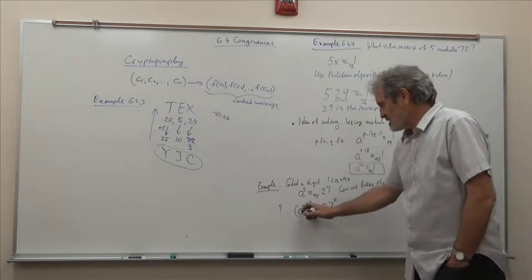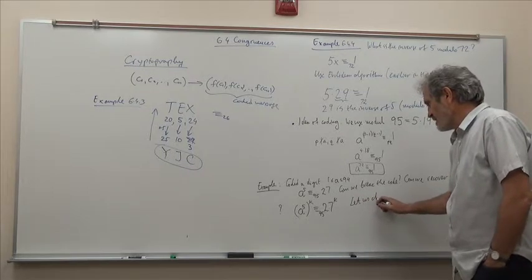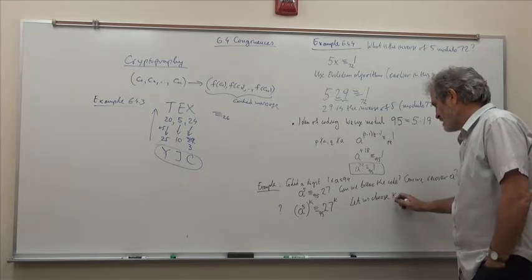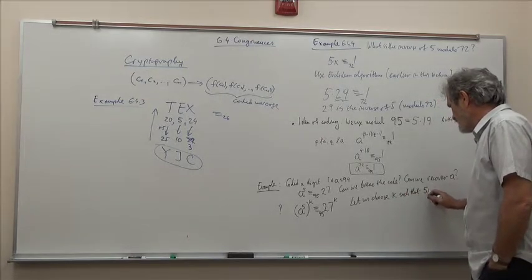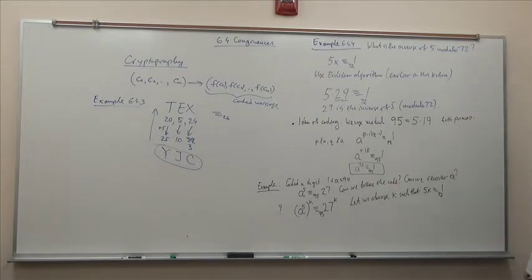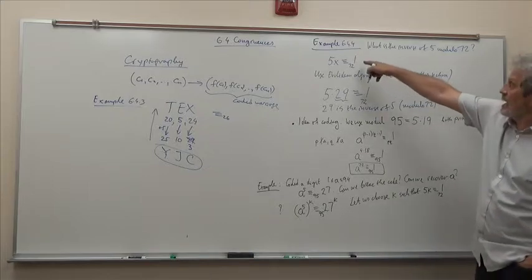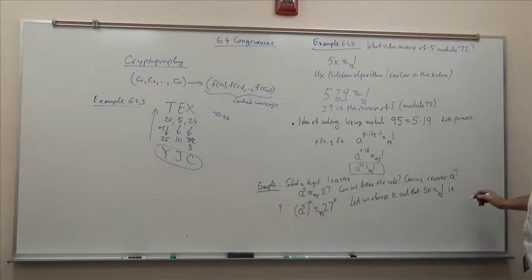Why? Because here it is. Look at this. Let us choose k such that 5k is congruent with 1 modulo 72. And you will see in a moment why. By the way, I already prepared for that, which means, according to the previous example, k equals 29. Why is 29 the key?